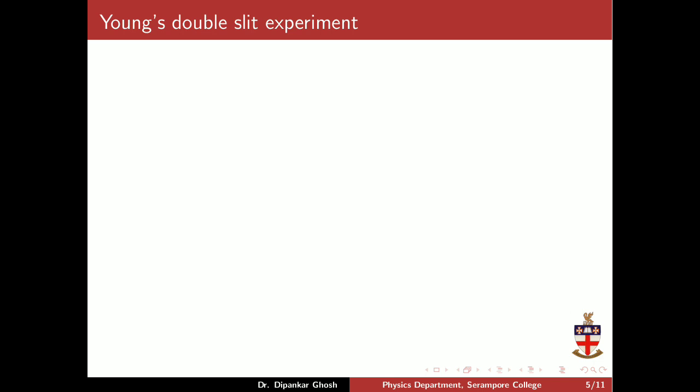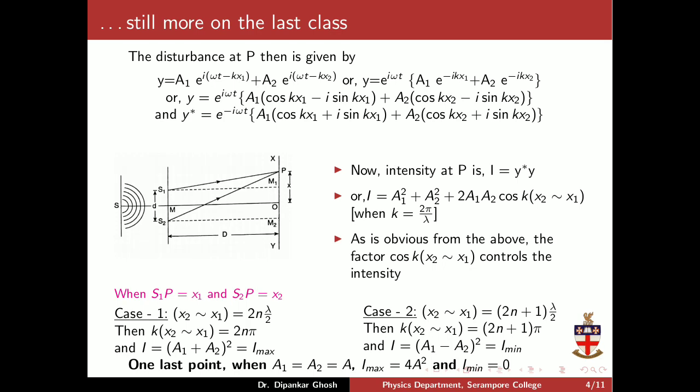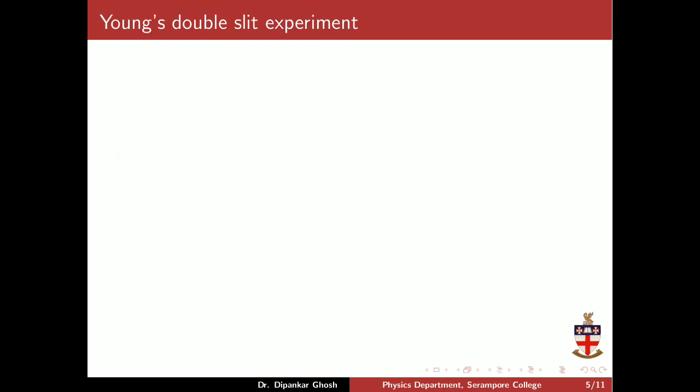Now, Young's double slit experiment. What we have done in the superposition principle, we have recapitulated. Remember, these were the things we have done in the previous classes. Now we go straight into Young's double slit experiment.